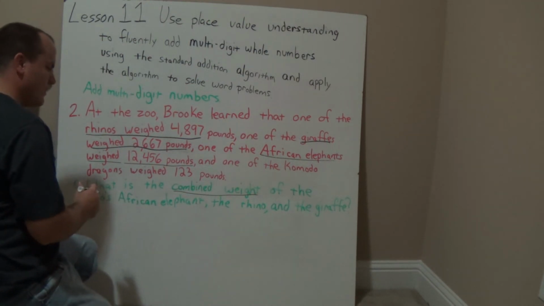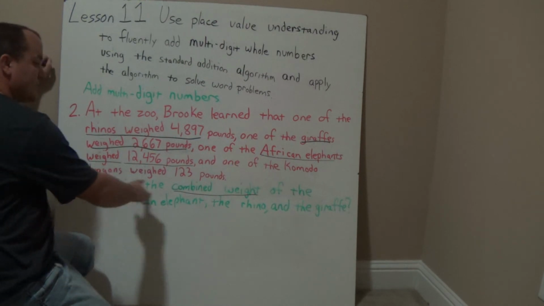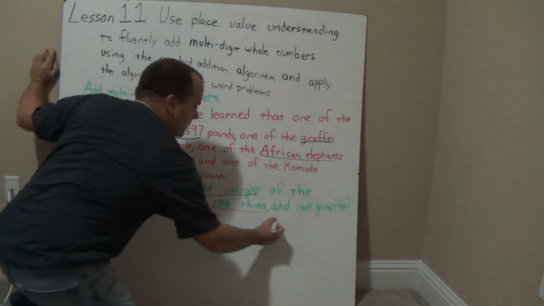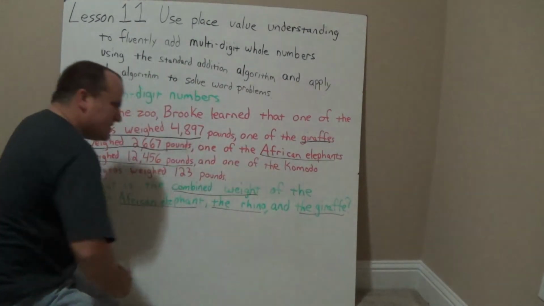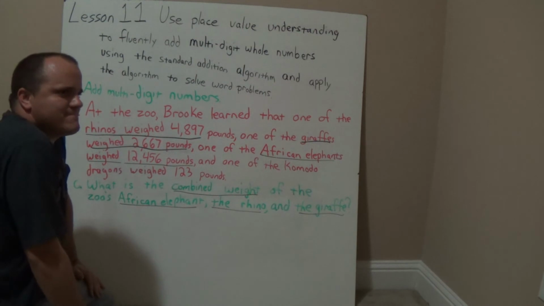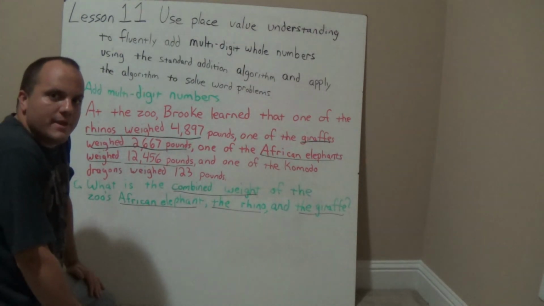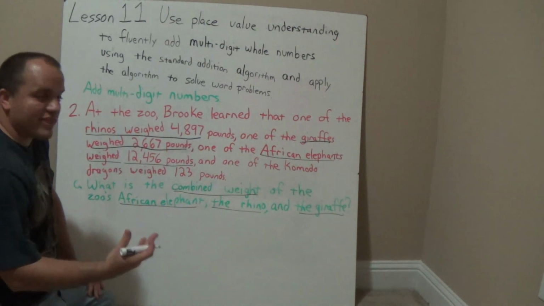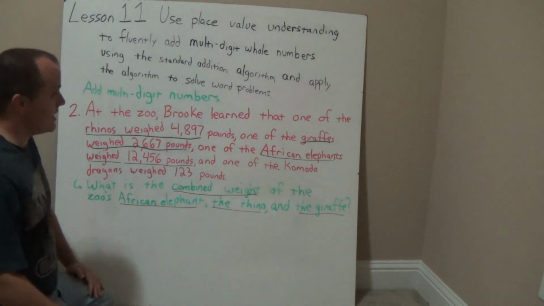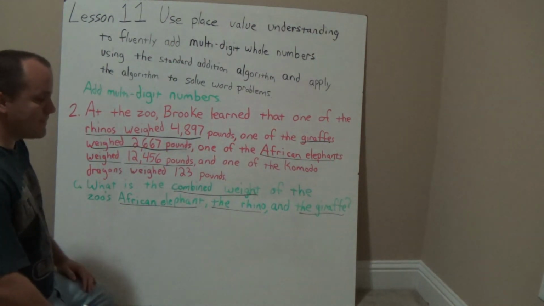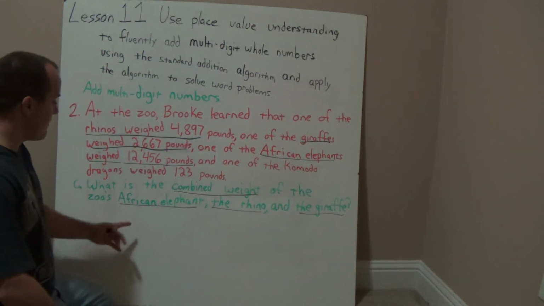This time I'm noticing something's a little different. What is the combined weight of the zoo's African elephant, the rhino, and the giraffe? What's different about this problem than letters A and B? Oh yeah, letter A and B only wanted me to solve 2 of the animals' weights. This time we just have a third animal. Just like question letter 1K, I had 30 numbers to add up. It's the same thing, except this time it's just written basically in words.